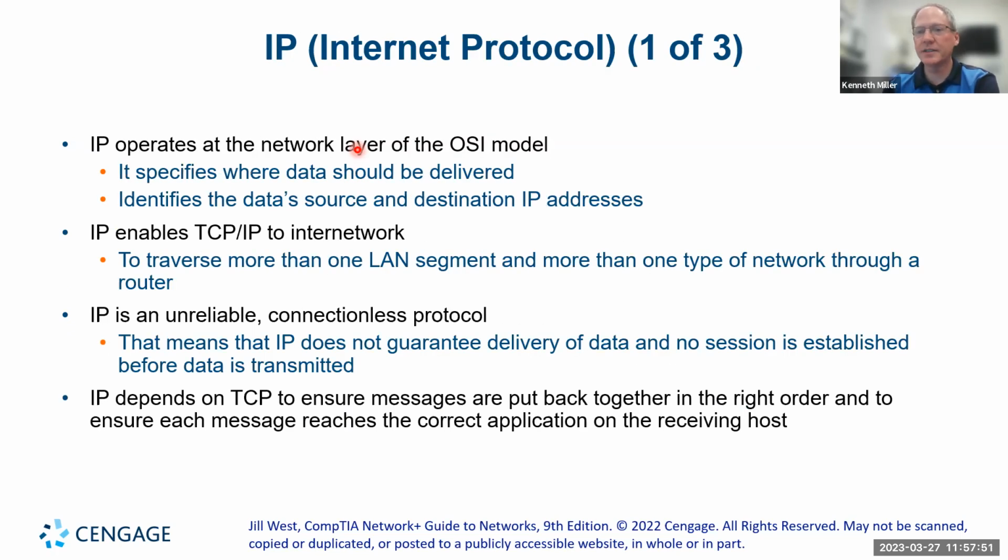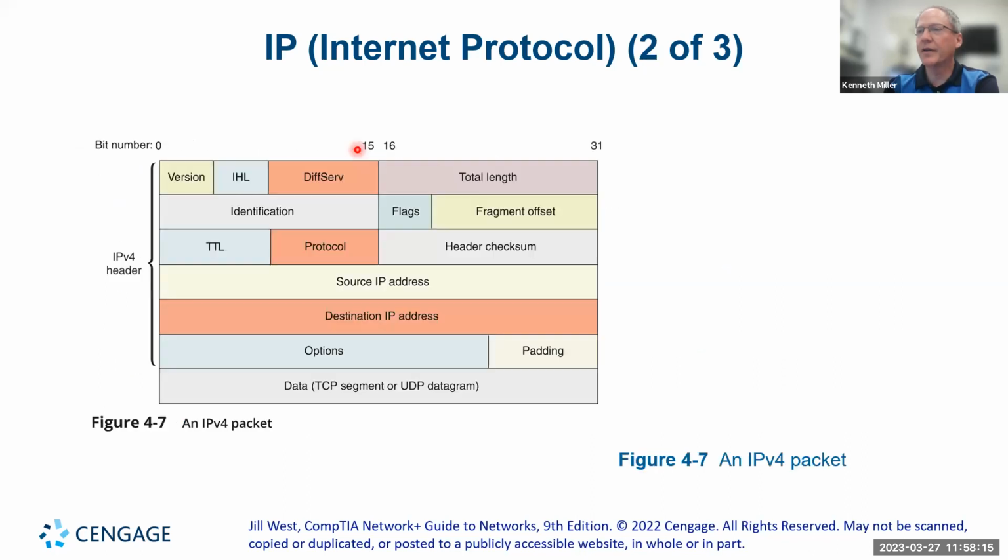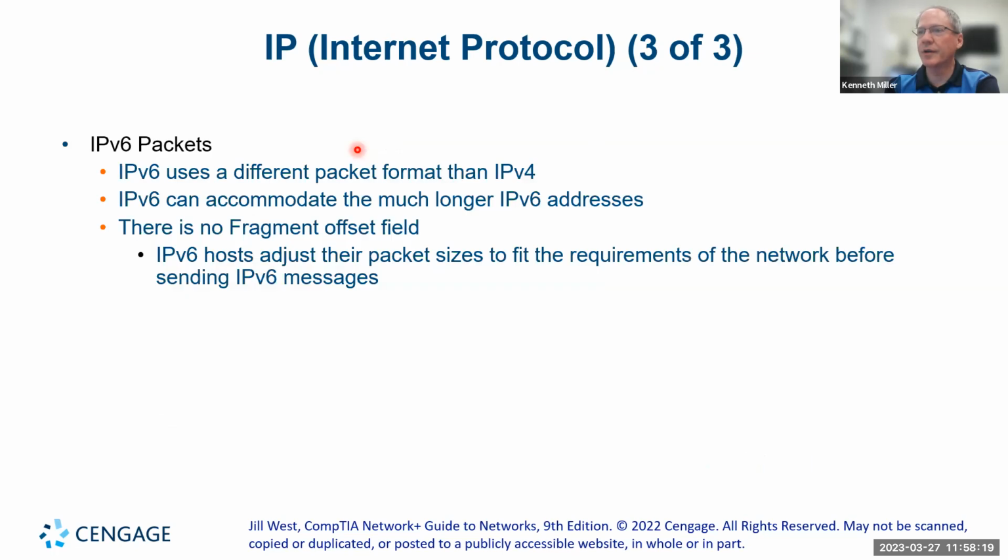Then IP. We've spent a lot of time so far talking about IP addresses. IP by itself is just the framework, or the mechanism, by which TCP/IP is allowed to transfer. IP depends on TCP to guarantee delivery, to make sure everything gets there. So here's a packet for IP version 4.